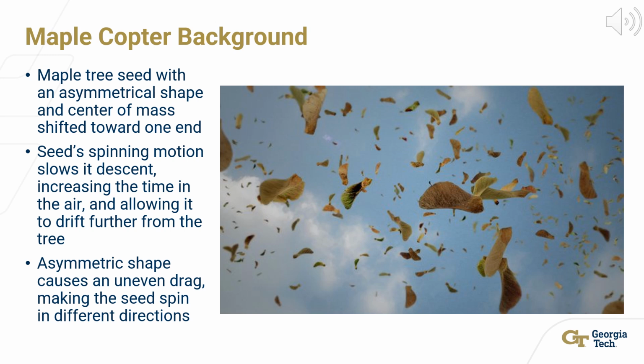As the maple copters fall, they spin as they descend. The spinning motion of the seed slows its descent, which increases the time the seed spends in the air and allows it to drift further from the tree. The asymmetric shape causes an uneven drag, making the seed spin in different directions.